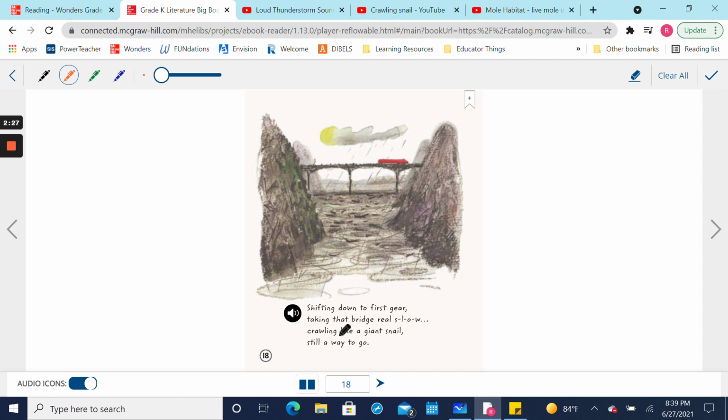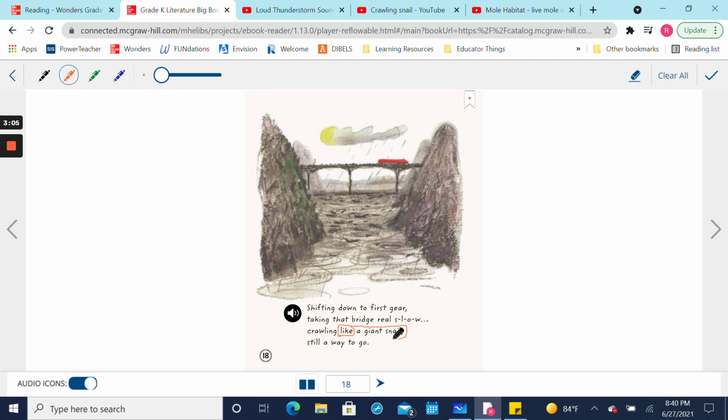Now, in this sentence, when we see the word like, it's telling us that it's comparing two things. So we know that at this point in time this page is talking about Dad who is on the bridge. And so we know that he is what we are talking about, right? But like is telling us that the author is comparing Dad and his truck to what comes afterwards, which is a giant snail.